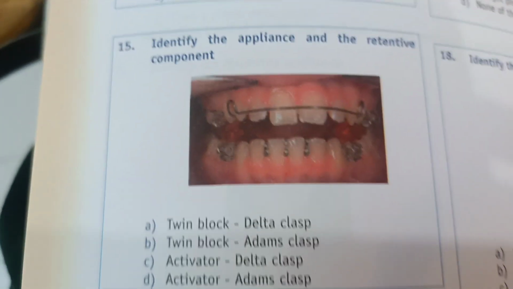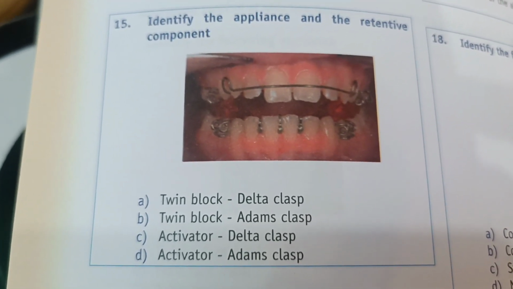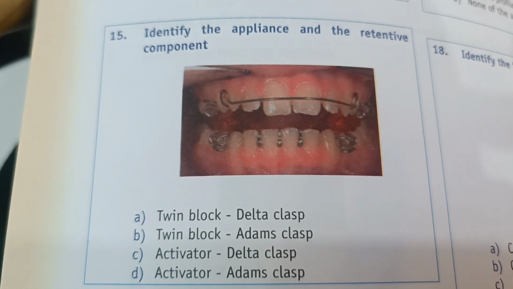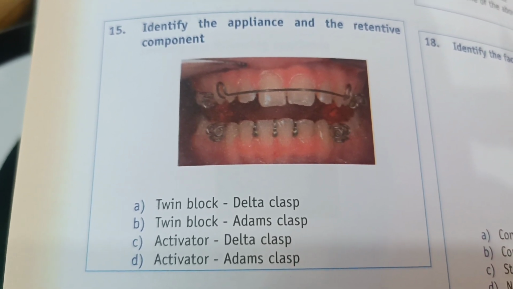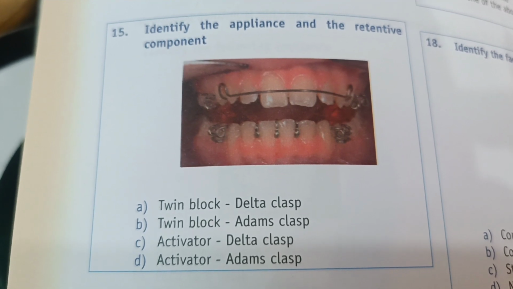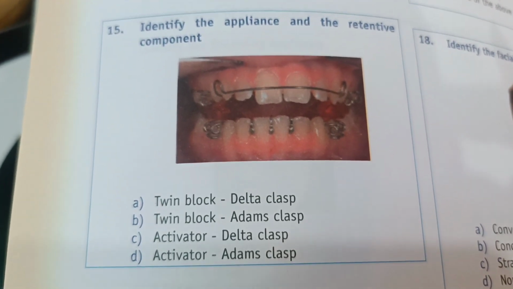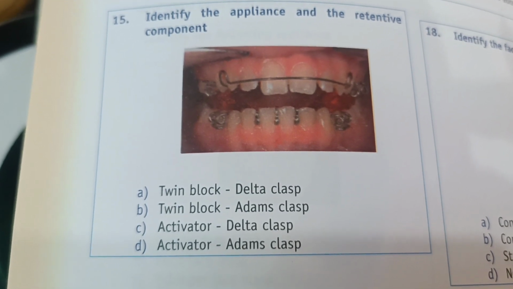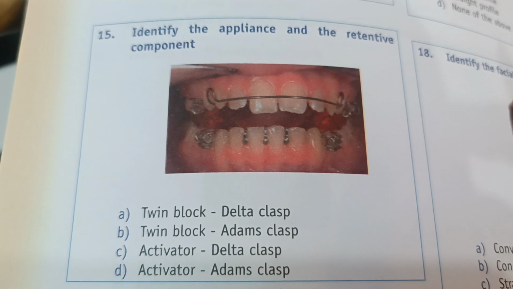Now come to the next question. Identify the appliance and the retentive component. Option A, twin block delta clasp; option B, twin block Adam clasp; option C, activator delta clasp; and option D, activator Adam clasp. The right answer is option A. It's nothing but twin block delta clasp.